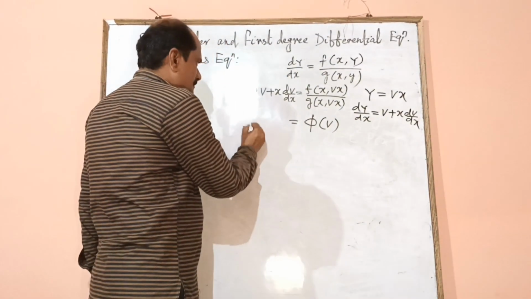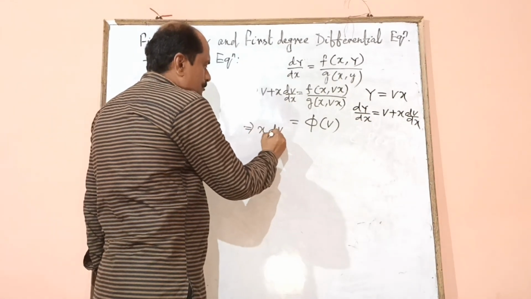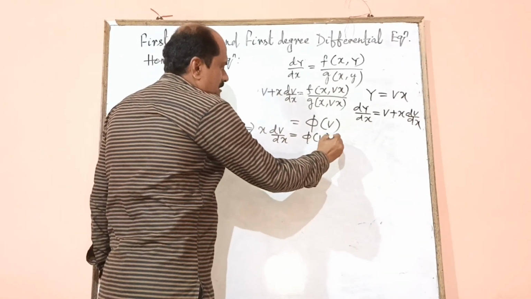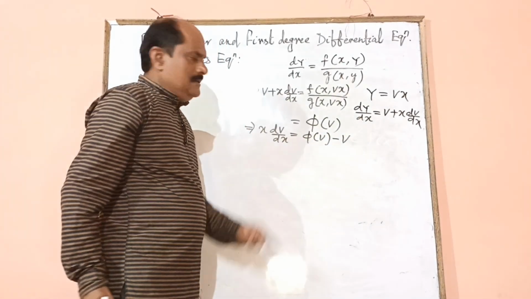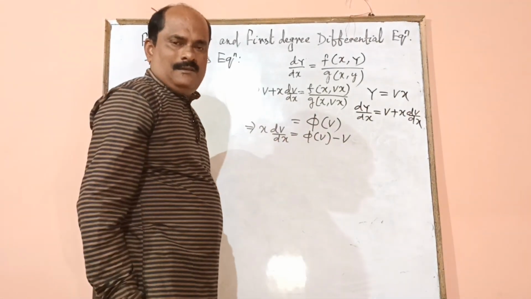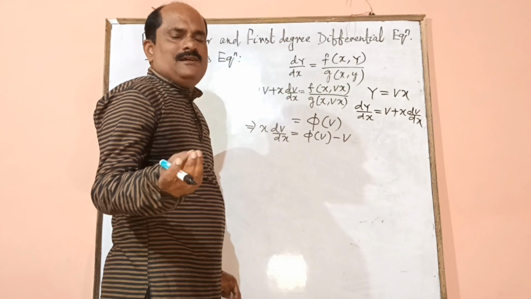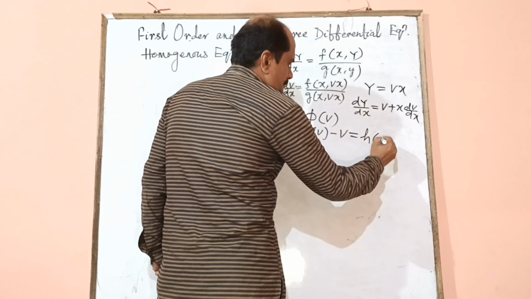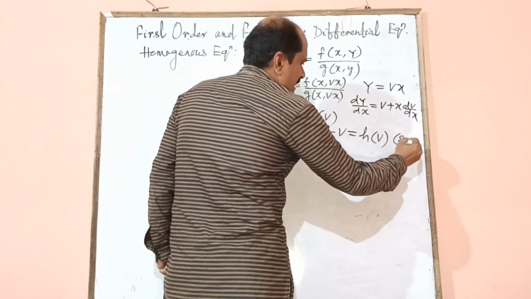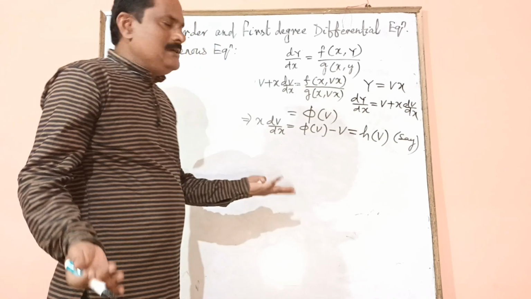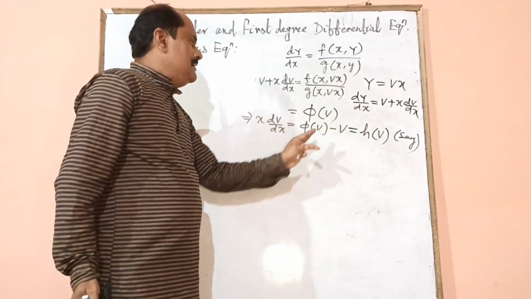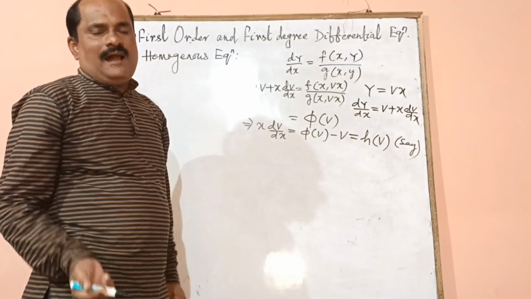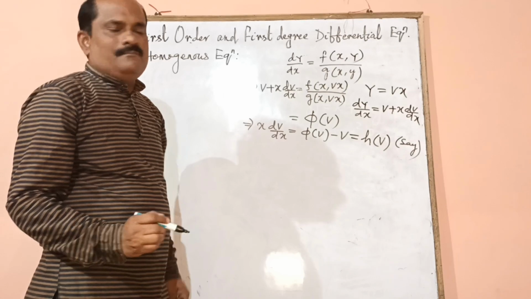Now x dv by dx is equal to phi(v) minus v, a function of v minus v. That means the right hand side is only a function of v. I take it as h(v). Now see students, the function of v with dv and the function of x with dx can easily be separated, and we solve it by the variable separable method.